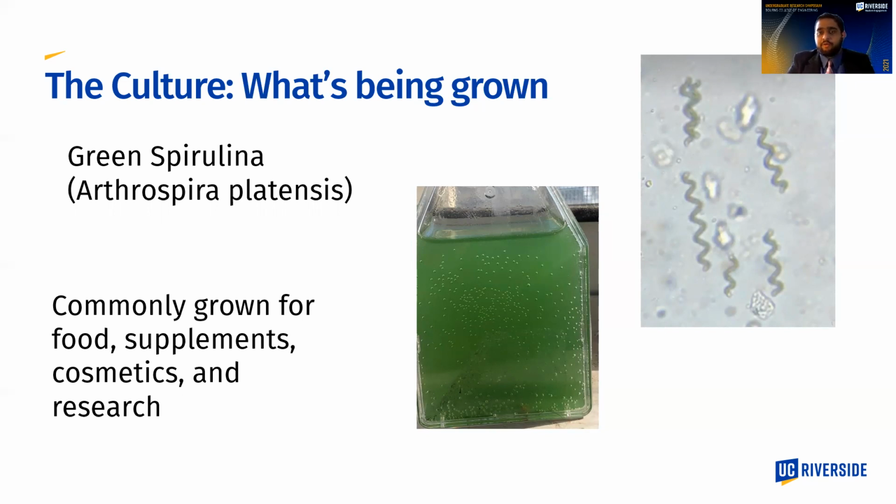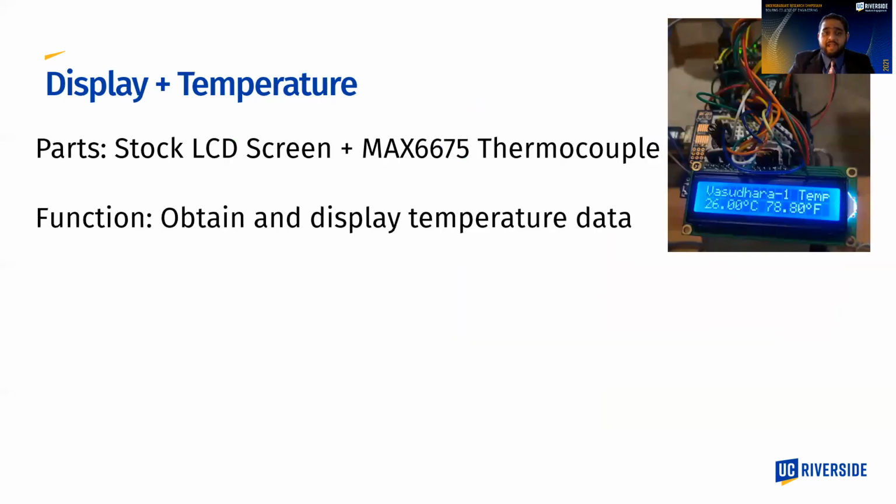Now, in order to create a bioreactor, I had to have several modules attached, and each module carried out a specific function. The first was a display and temperature module. Here I used a stock LCD screen that comes with most, if not all, Arduino kits, and a MAX6675 thermocouple, which is a digital thermometer. The function is simple. It's to obtain and display the temperature data. And as you can see by the image, it does just that.